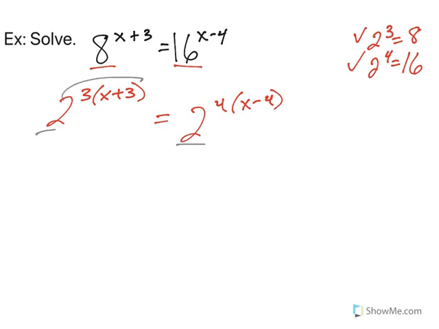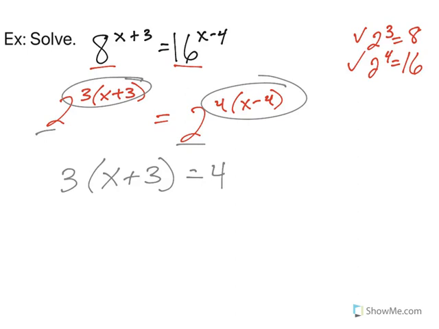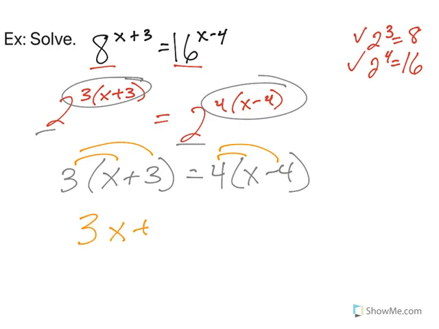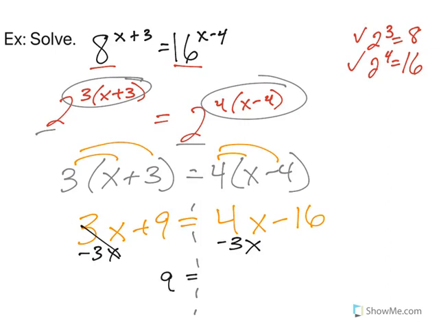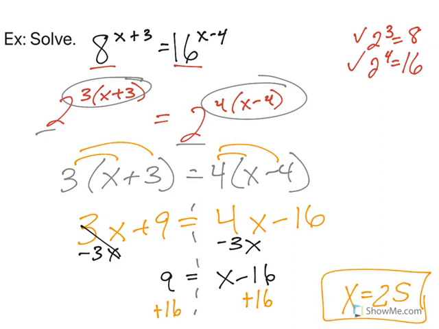Since the bases are the same, let's set the exponents equal. 3 times the quantity x plus 3 equals 4 times the quantity x minus 4. Let's distribute on both sides, which leads us to 3x plus 9 equals 4x minus 16. I like my x's to be positive, so I'm going to subtract 3x from both sides. That gives me 9 equals x minus 16, and the last step, add 16 to both sides. We end up with x equals positive 25.